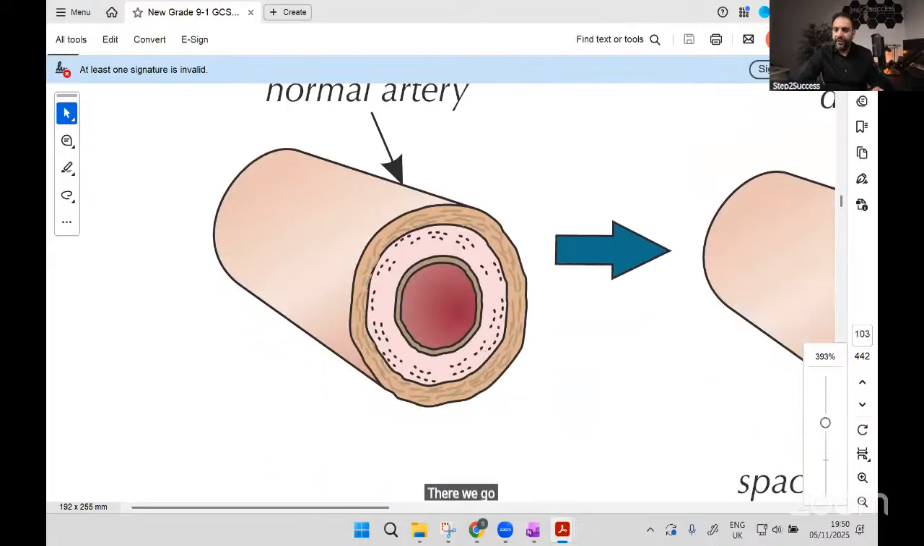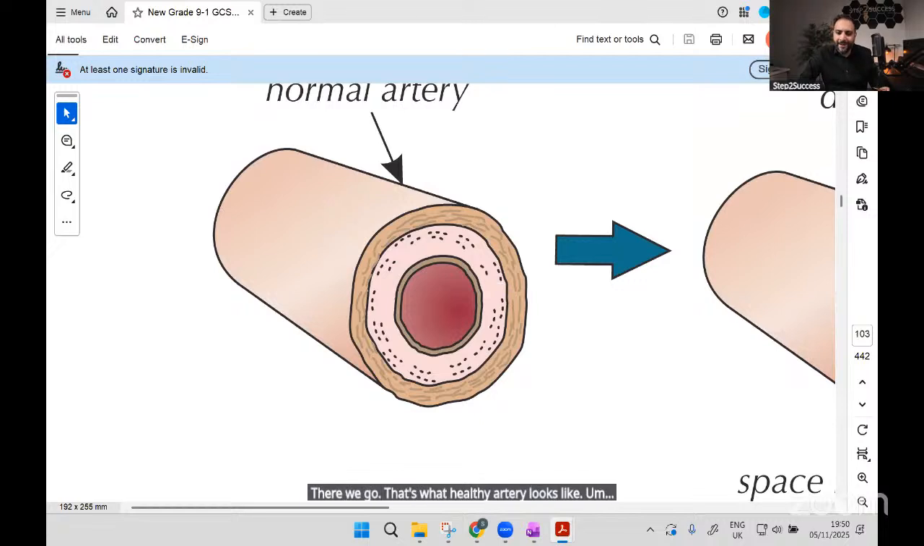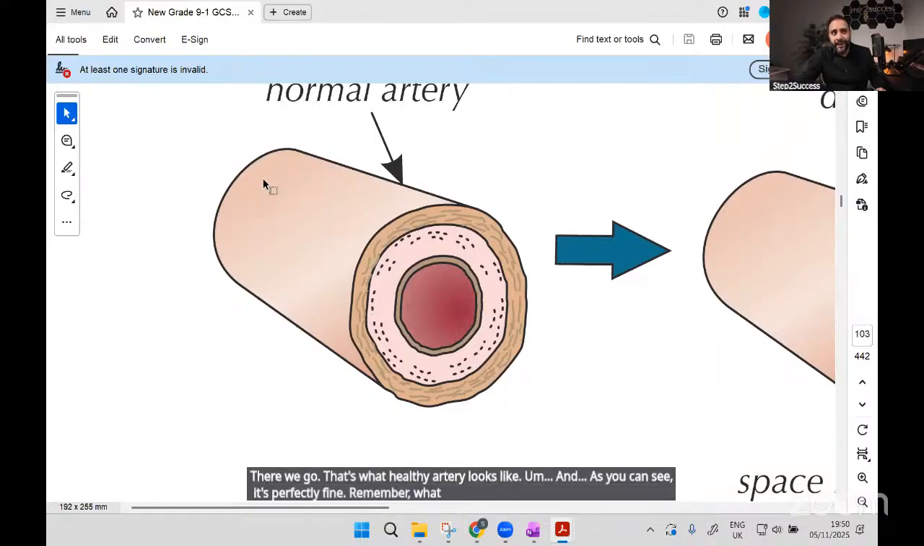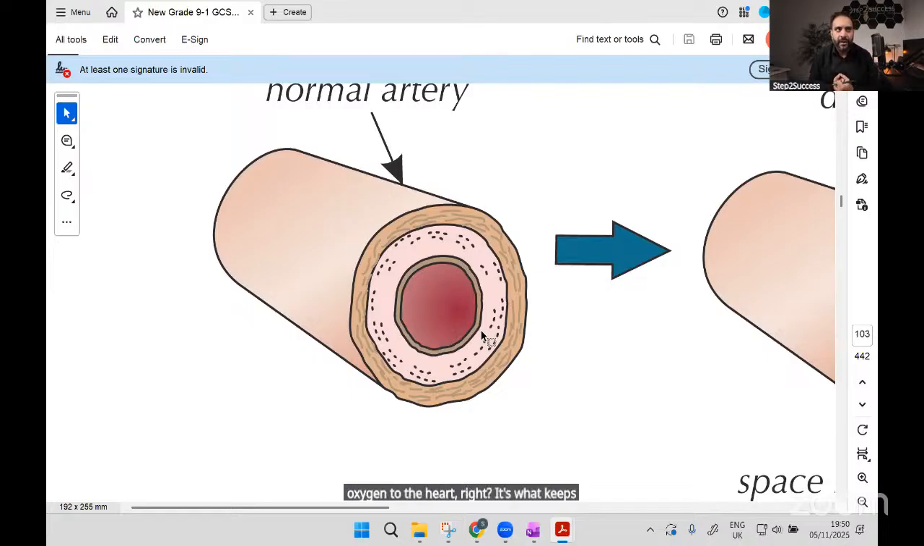Here we go. That's what a healthy artery looks like, and as you can see, it is perfectly fine. Remember, what this is doing is bringing oxygen to the heart, right? It's what keeps the heart pumping, right? Because that's how it gets it.